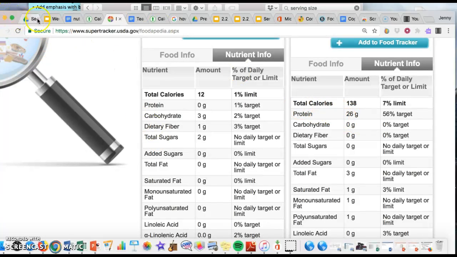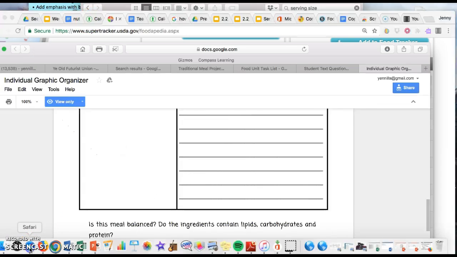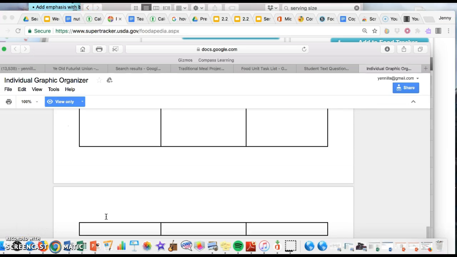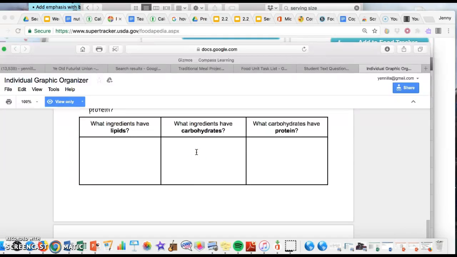Once you have the category, all you have to do is put it into the right box. So you're going to place it into the appropriate column. Strawberries, chicken. Good luck.